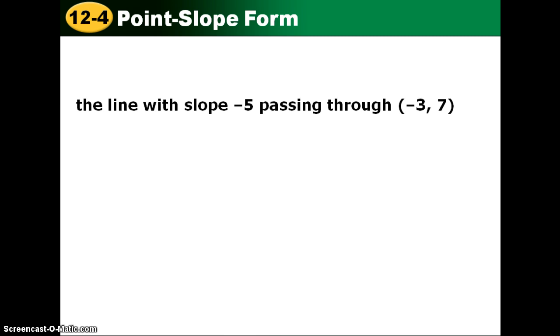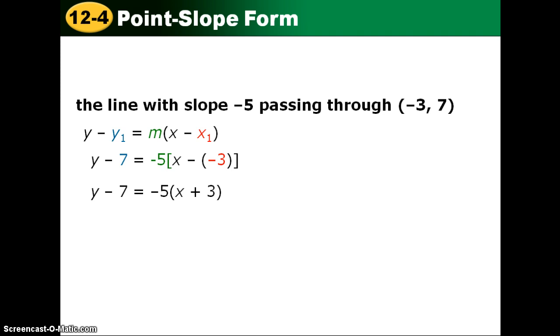Let's try one with the line with a slope of negative 5 passing through the point (negative 3, 7). So y1 will be 7, m will be negative 5, and x1 will be negative 3. We would clean this up by taking x minus negative 3 and turning that into x plus 3. And there's your point-slope equation.